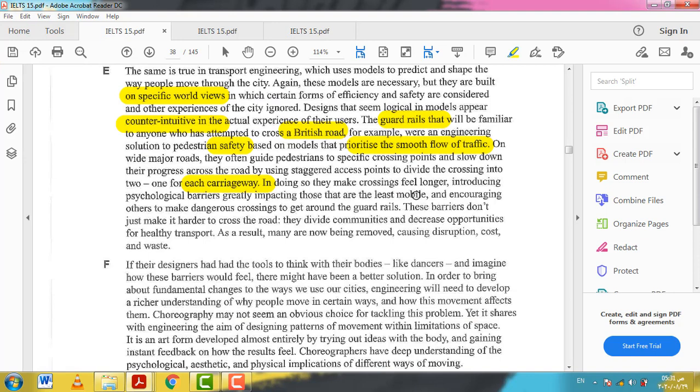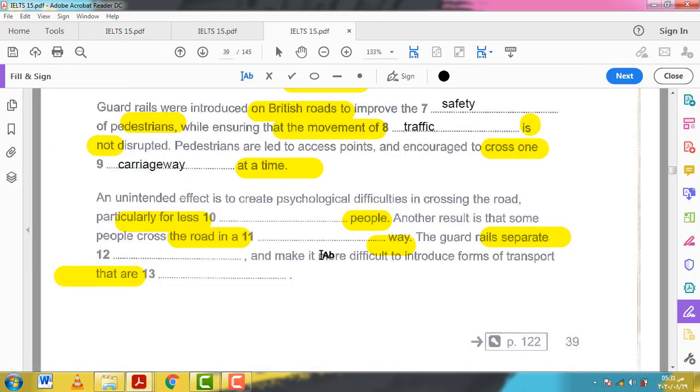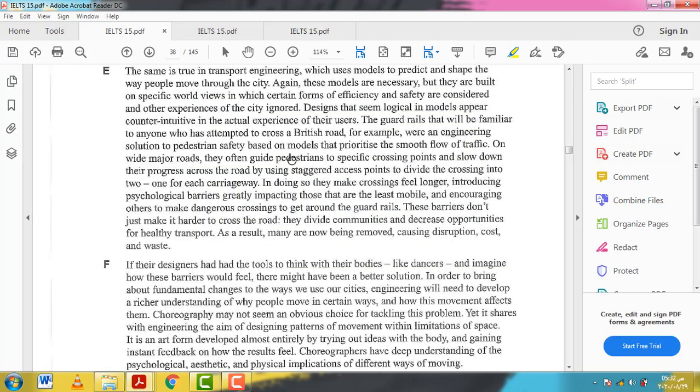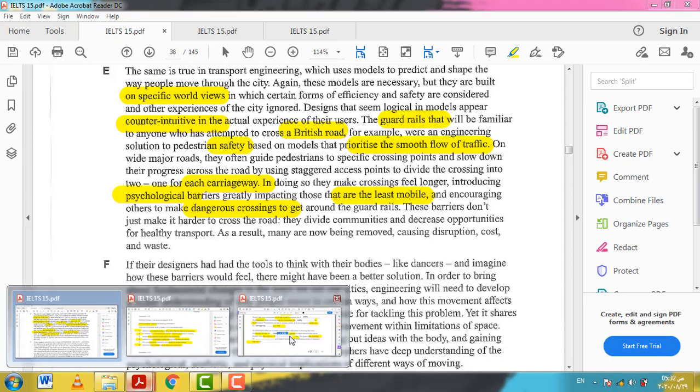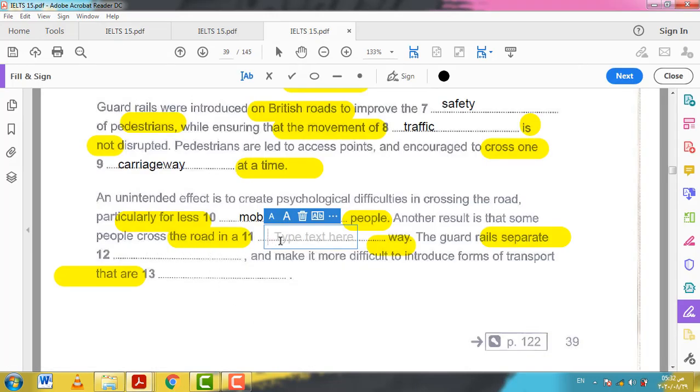In doing so, crossing feels longer, introducing psychological difficulty, greatly impacting those who are the least mobile. For less mobile, another result is that some people cross the road in a way to make a dangerous crossing. To cross in a dangerous way.